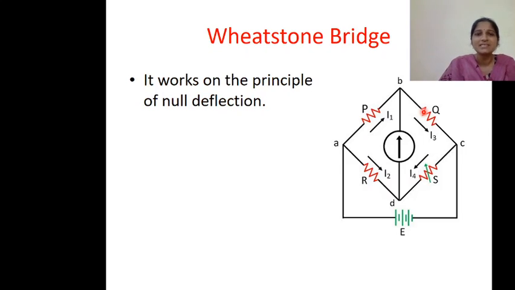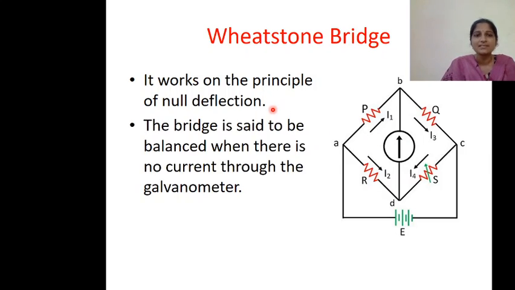So it works on the principle of null deflection. Null deflection means whenever the bridge is balanced, there will not be any current flowing through the galvanometer. That means the galvanometer will indicate null deflection. That is, it will not show any deflection. It will show zero deflection. So this works on the principle of null deflection, and the bridge is said to be balanced when there is no current through the galvanometer.